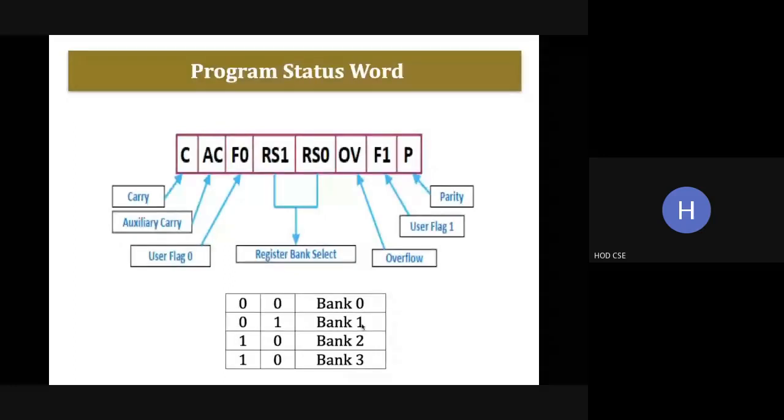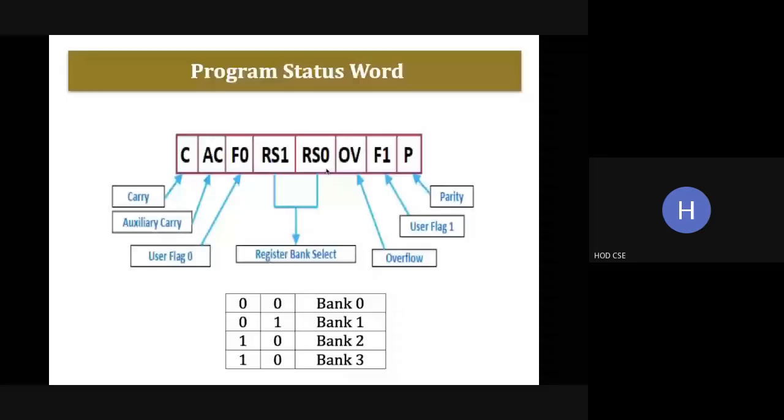In the program, we are using 8 registers, so we can select bank 0 and the R0 to R7 registers will be used as R0 to R7. Suppose I want to use bank 1, then we have to set the bit accordingly, and bank 1 will be selected.